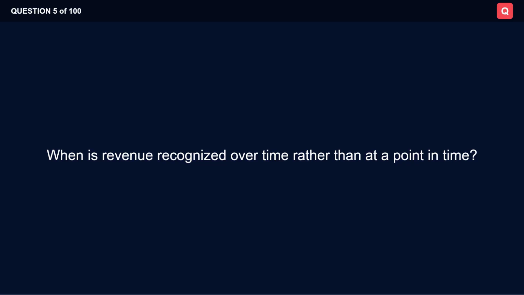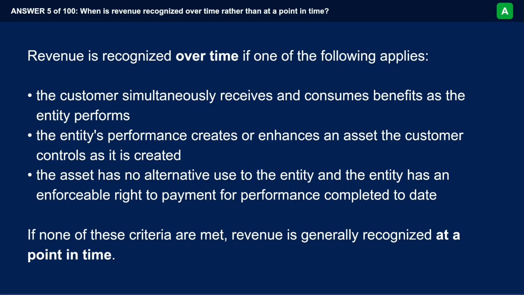When is revenue recognized over time rather than at a point in time? Revenue is recognized over time if one of the following applies. The customer simultaneously receives and consumes benefits as the entity performs. The entity's performance creates or enhances an asset the customer controls as it is created. The asset has no alternative use to the entity, and the entity has an enforceable right to payment for performance completed to date. If none of these criteria are met, revenue is generally recognized at a point in time.